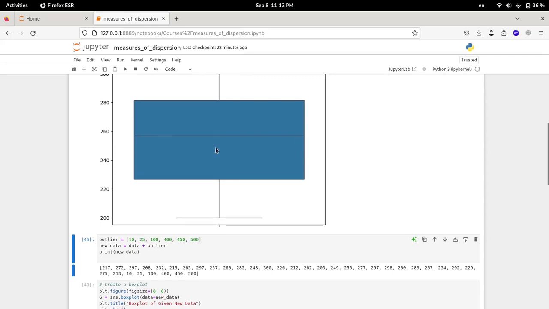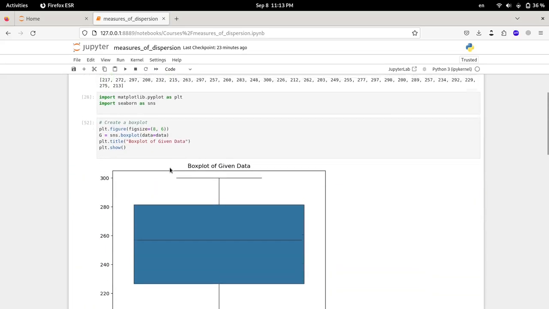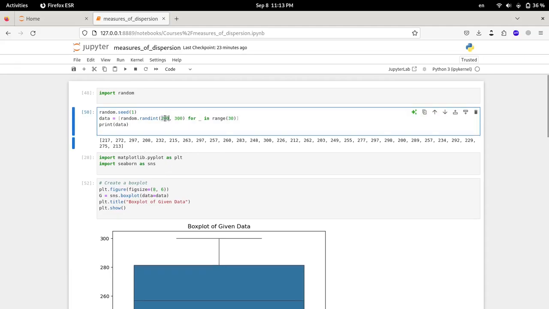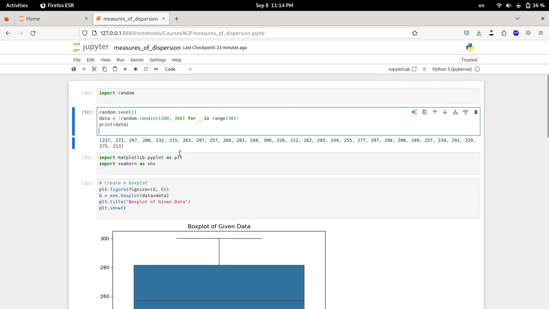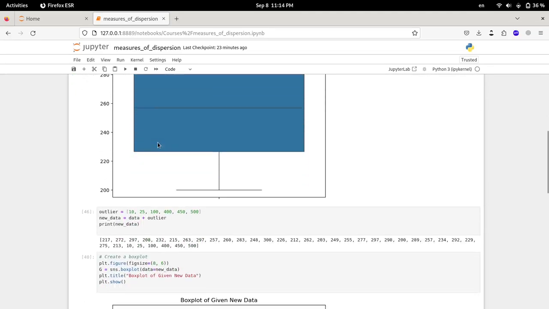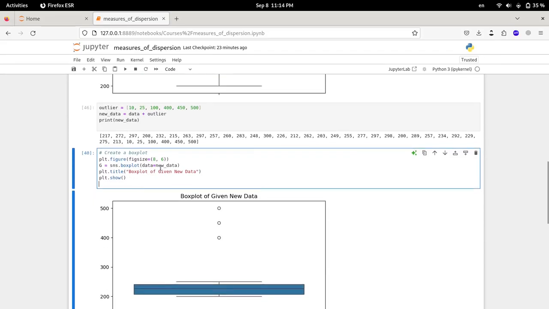Now we want to plot this data again by adding a few data points. So look here, we printed data for the range 200 to 300, and now we are adding 10, 25, 100, 400, 450, 500. These data are so far from the other data. So now if we plot, this is our new data. Here we just changed it for the new data.